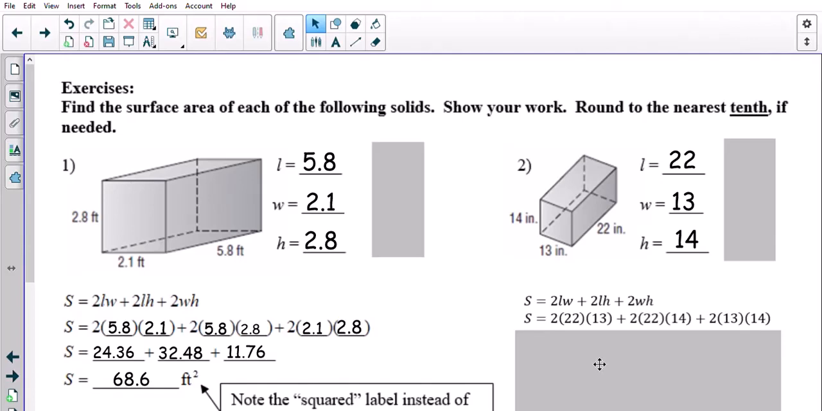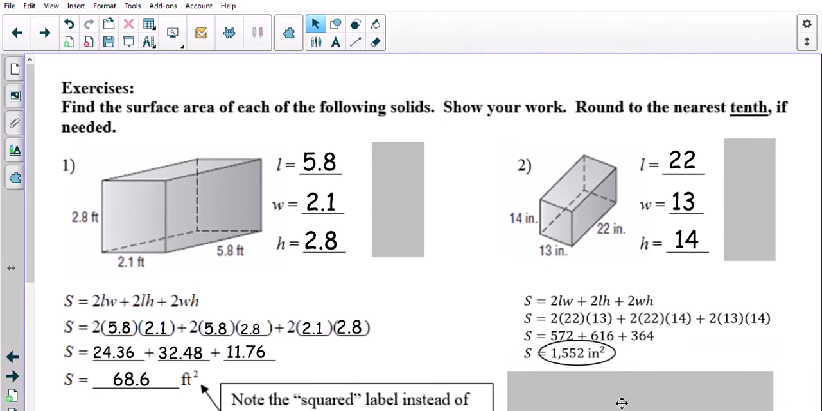Now, I do recommend doing this next step where you calculate each of these products. If you try to plug it all in one step, it's really easy to accidentally replace a multiplication sign with a plus sign or a plus sign with a multiplication sign. So our first product, 2 times 22 times 13 is 572. Our middle product, 2 times 22 times 14 is 616. And our final product, 2 times 13 times 14 is 364. And that's going to get us a surface area of 1,552 inches squared.